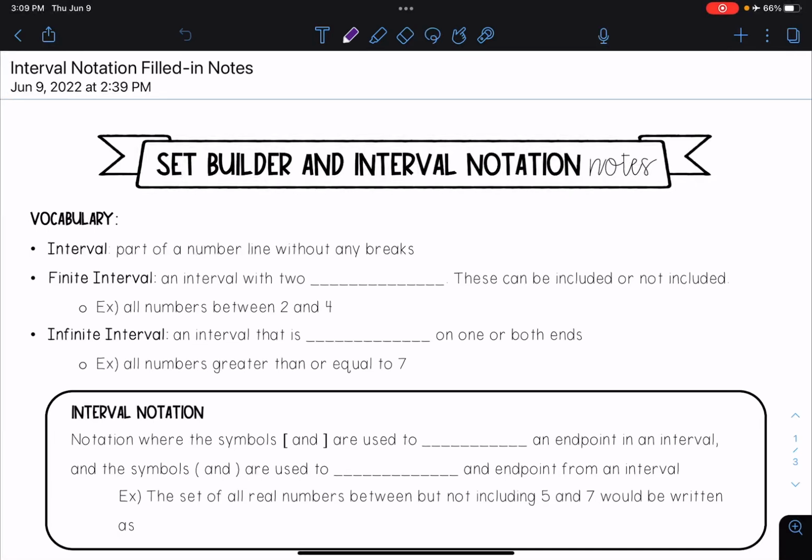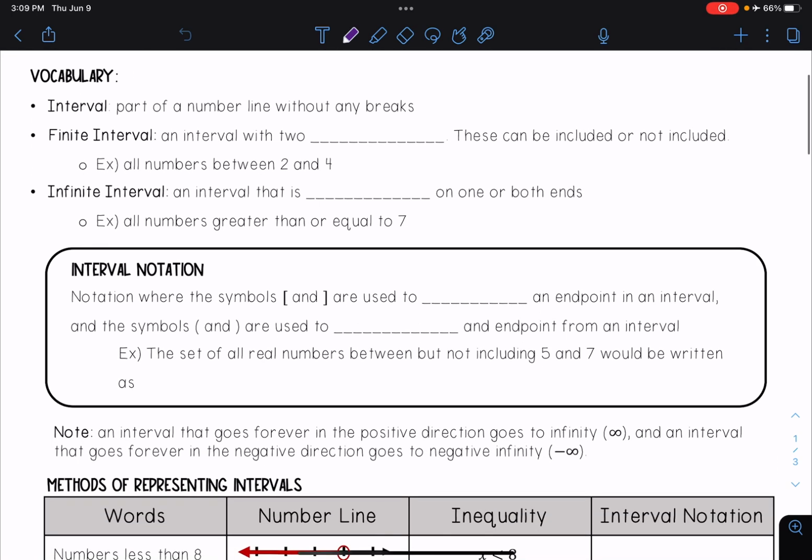Everyone, today we're going to be talking about set builder and interval notation. In this first video, we'll be just talking about interval notation. So first, for some vocabulary, an interval is a part of a number line without any breaks.